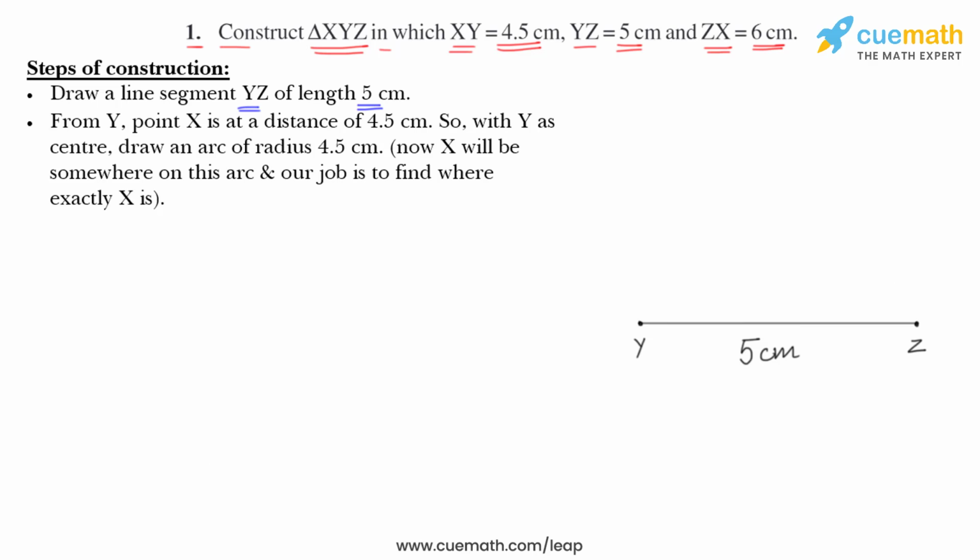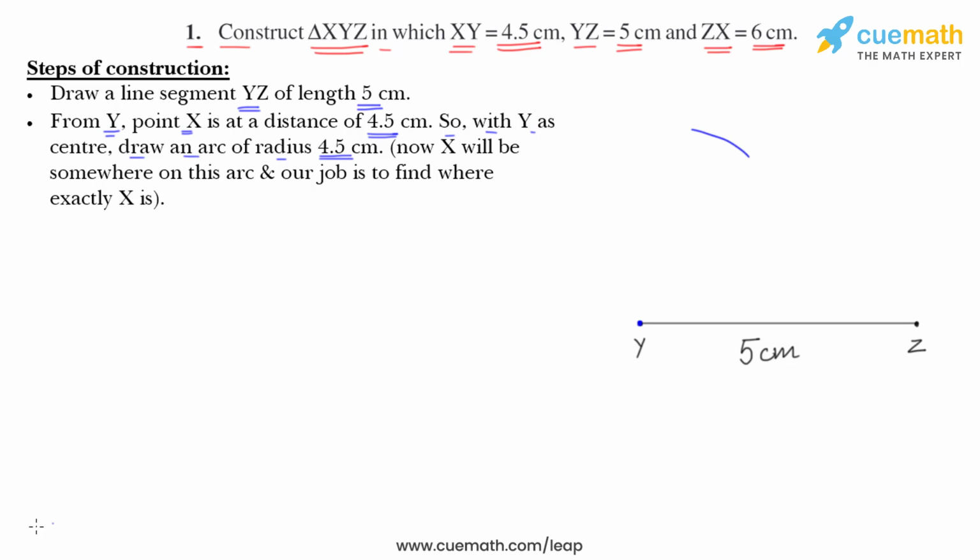Next step, from point Y, point X is at a distance of 4.5 centimeters. So with Y as center, draw an arc of radius 4.5 centimeters. Now X will be somewhere on this arc and our job is to find where exactly X is. So first of all we will draw an arc taking Y as center and a radius of 4.5. So we will draw an arc like this.